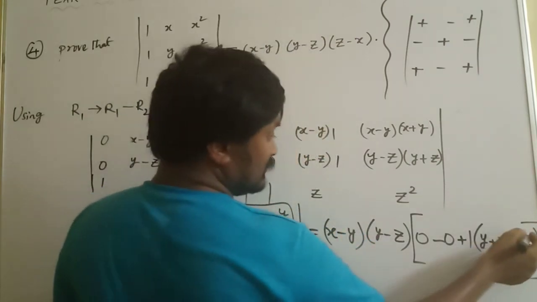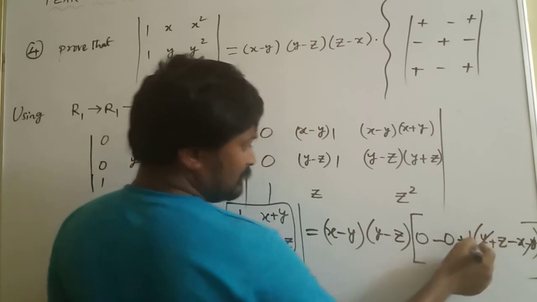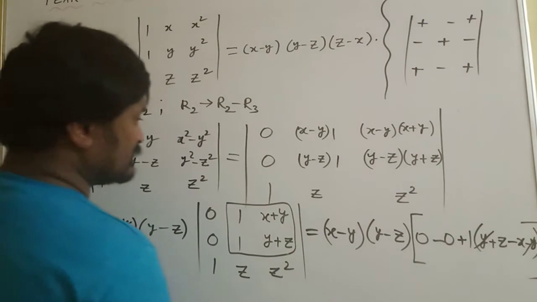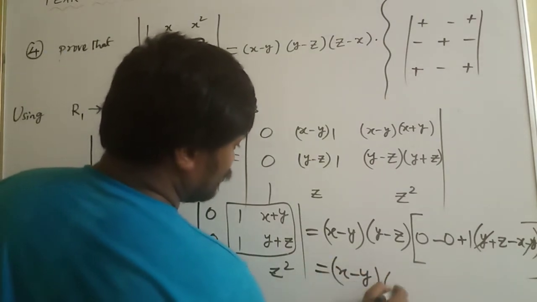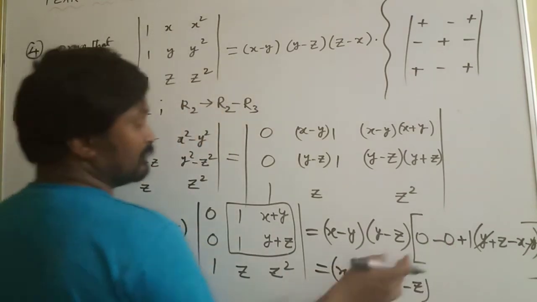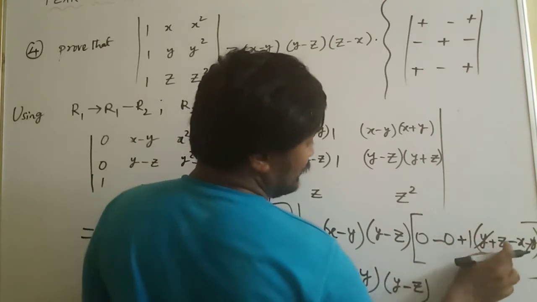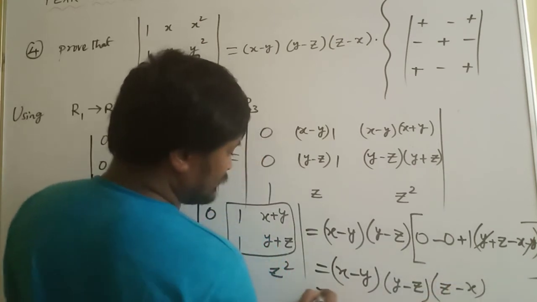Directly writing now. So now here any cancellation? Minus y plus y get cancelled. So when these all get cancelled, what is left? x minus y into y minus z. Zeros are not valued here, so we no need to take that. 1 into z minus x, z minus x. Hence it is proved, I think.